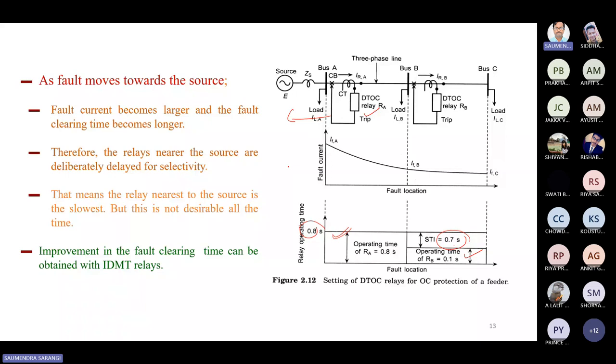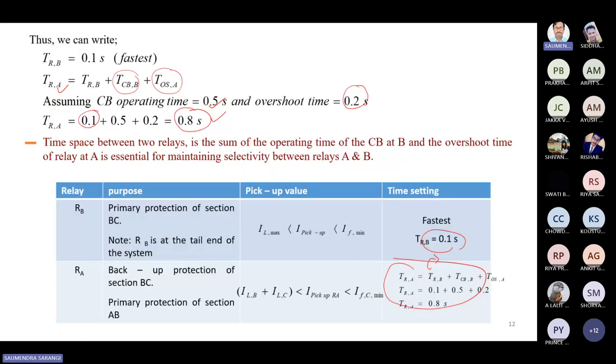So the relay operating time for this one is 0.8, plus the circuit breaker operating time, which is equal to 0.5, plus some overshoot. We are talking about this overshoot because it is a mechanical system, and sometimes we will have some delay in a signal. By chance it gets delayed. So we may consider 10% overshoot, that is 10% of this total time. Here the total is 1.3, so you may consider 10% of the 1.3. In this previous case, we had 20%, that is 0.2 second that we have taken.